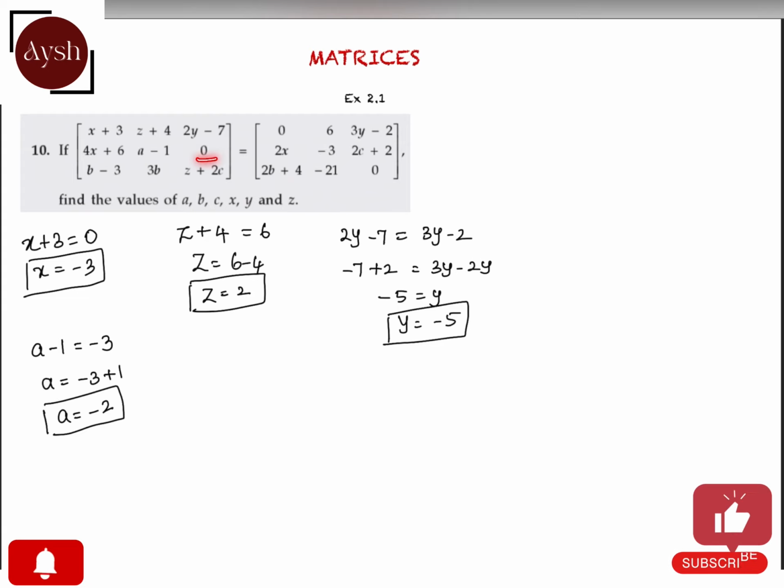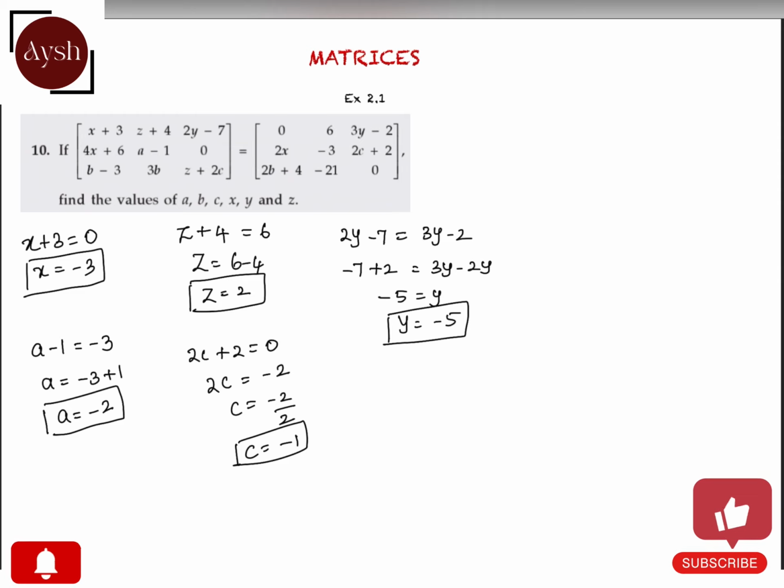Next 0 is equal to 2c plus 2. So 2c plus 2 is equal to 0. 2c is equal to minus 2. C is equal to minus 2 divided by 2. C is equal to minus 1.